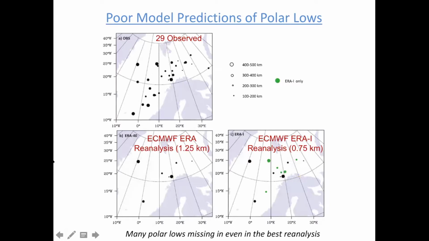And if you look at reanalysis and compare it to observations, even the best reanalysis fails to capture these. This is just an example of 29 observed storms: the ECMWF 1.25 kilometer reanalysis only captures 7 of them, and even the best ERA1 reanalysis only captures 13. So our models are really missing these important cyclones, even in the best reanalysis. So we can't even go into the reanalysis and do climatology or anything like that, because our models just can't capture it. Next.